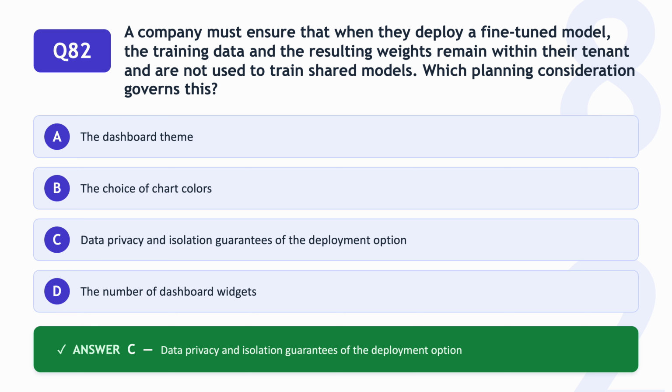When selecting a fine-tuning or deployment approach, one of the most important considerations is the data privacy and isolation guarantees provided by the service. The organization must verify where training data is stored, who can access it, whether model weights are isolated, whether customer data is used to improve shared models, regulatory and compliance requirements, tenant and data boundary guarantees. These concerns are fundamentally about privacy, isolation, and governance, not model capability.